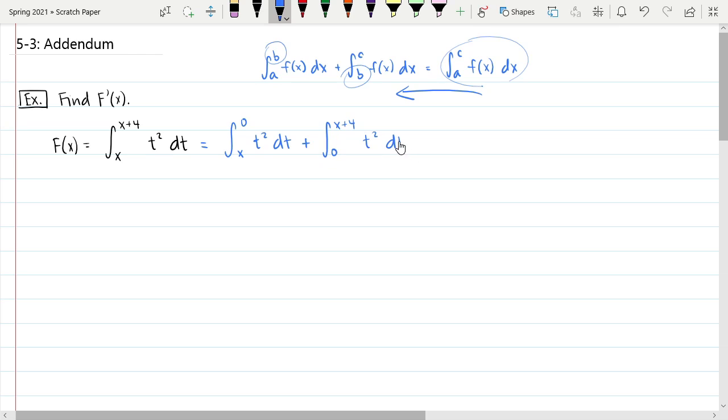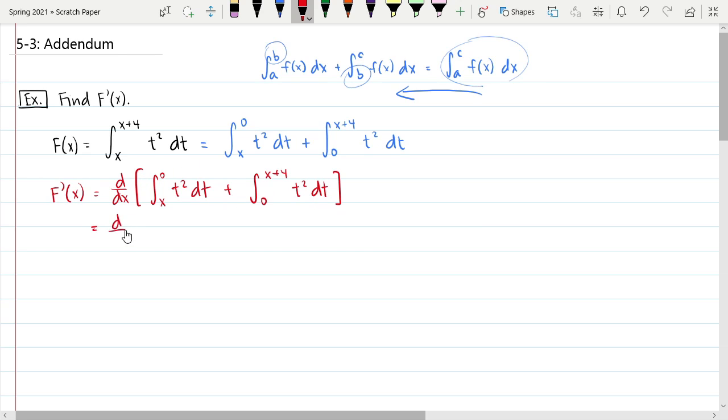of t squared dt. So the reason we do that is, now to find f prime, remember that I'm just finding the derivative with respect to x of that sum. That's the integral from x to 0 of t squared dt plus the integral from 0 to x plus 4 of t squared dt. And now, because this is a derivative of a sum, remember that you can take the derivative of each term separately.